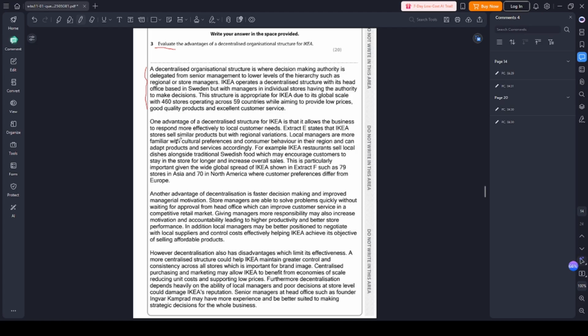So, one big plus of a decentralized organizational structure is that IKEA can respond better to local customer needs. For example, Extract E, it says that although IKEA stores sell mostly the same products worldwide, there are regional differences. Local managers know their customers' taste and culture, which is because every single country in the world has different cultures, so their products are going to be based on those niches, right? Alright, so let's take IKEA's restaurants. In some countries, they offer local dishes alongside Swedish food. This keeps customers in the store longer and boosts sales. And we have to mention all of that here, right here.